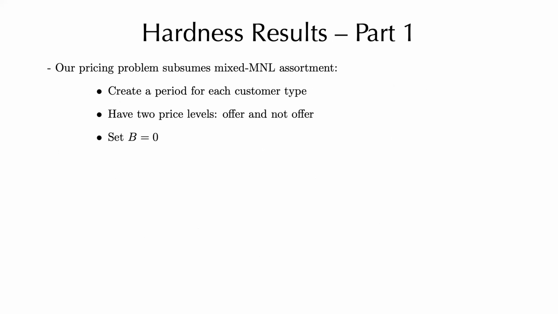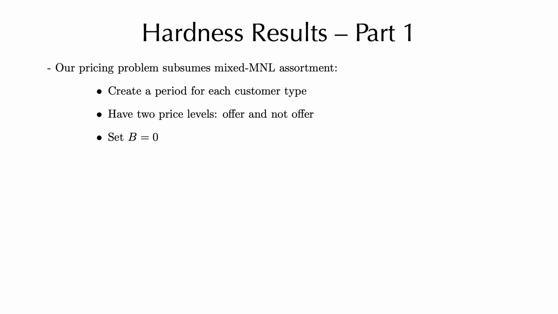Okay, so let me tell you about the hardness results. Again, the idea here is that if you take the problem and simplify it along any dimension, the problem is still NP hard. The first set of hardness results, which I'll call part one, we sort of get for free. Those familiar with this setting might realize that our dynamic pricing setting subsumes mixed MNL assortment.